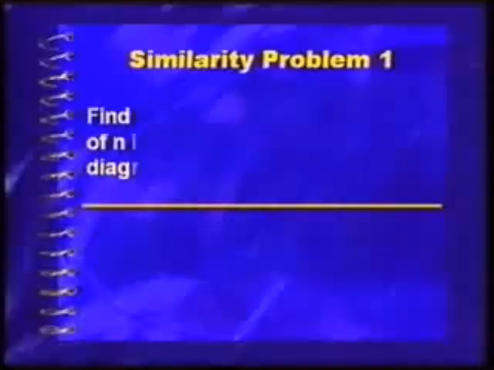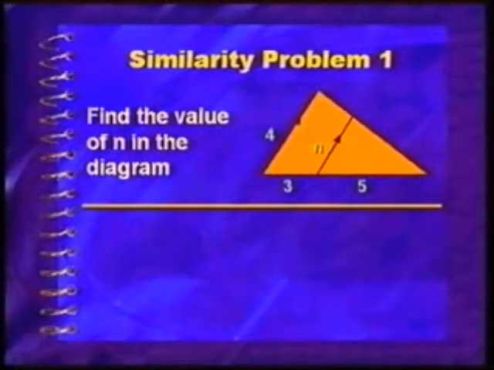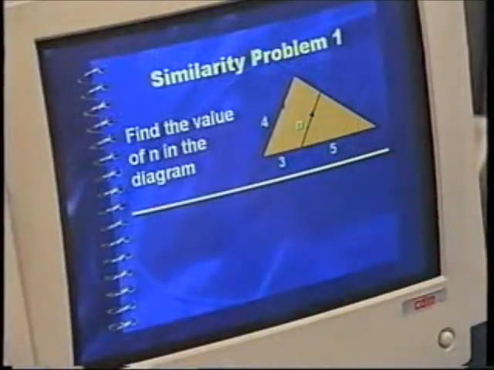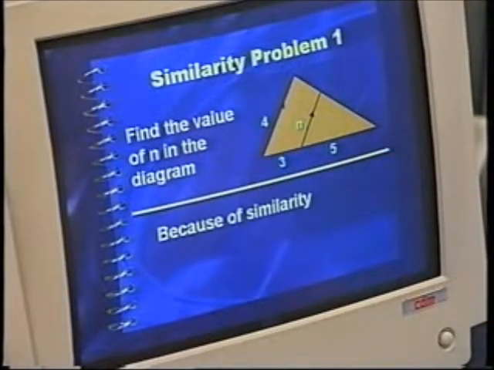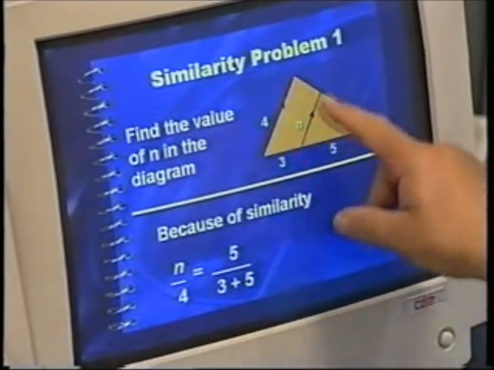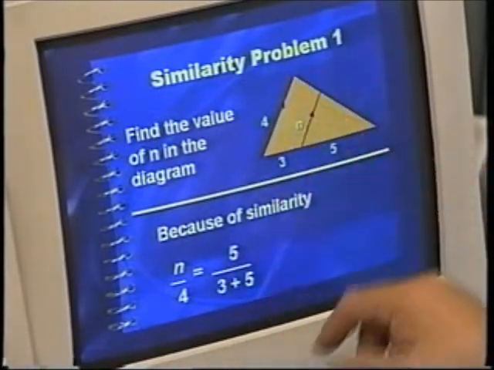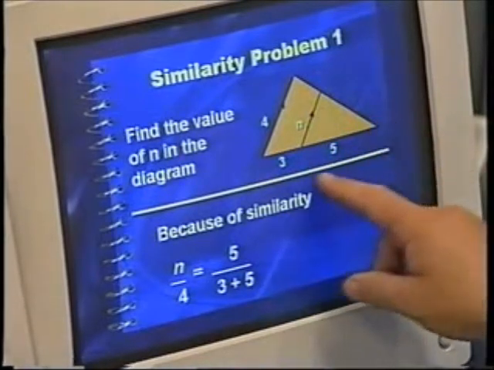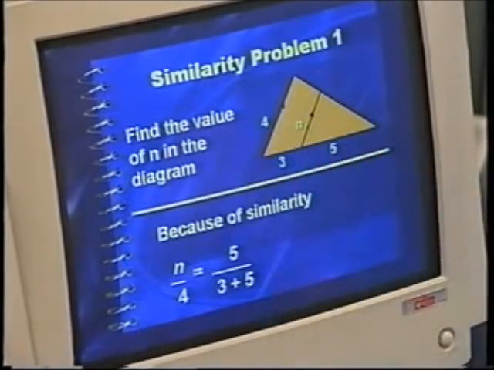Well, let's get started with some typical similar triangle problems. Problem 1, an easy one. We've got the triangle here. We want to find that side N. Now, the big one is similar to the small one over there. And if I write down the correct ratio, then I can say that N divided by 4, because those are in proportion, must be equal to 5 divided by 3 plus 5, which is 8.